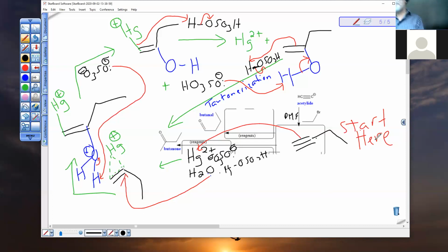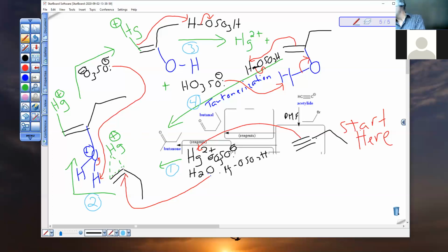We can number them so it's a little clearer, and just describe each step a little bit. Step one was the attack on the mercury 2 plus cation to make the mercurinium ion. Step 2 was an acid-base reaction to neutralize the oxonium. Step 3 was protonolysis. And step 4 was our tautomerization, giving our ketone, useful functional group, the ketone.